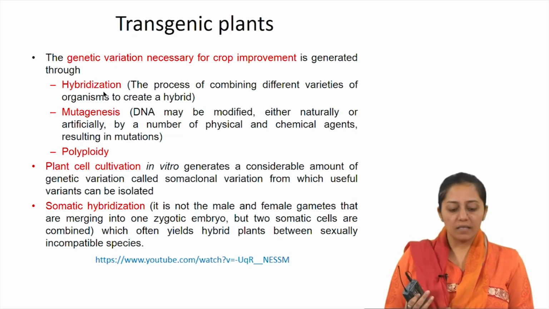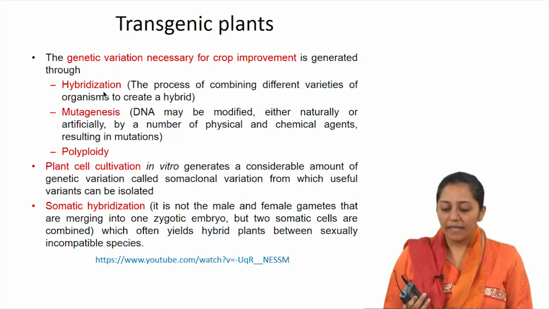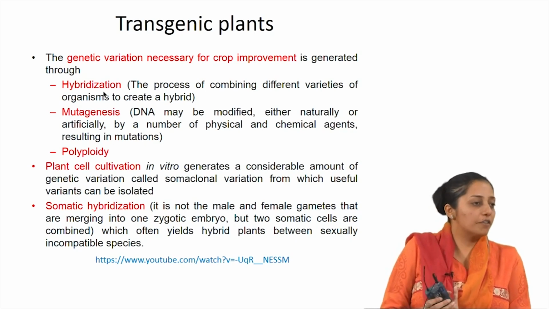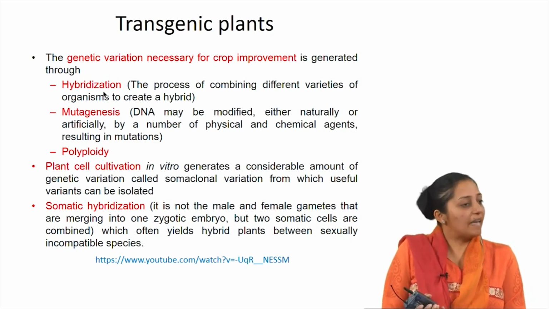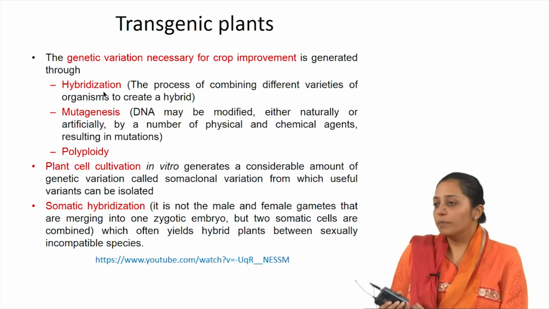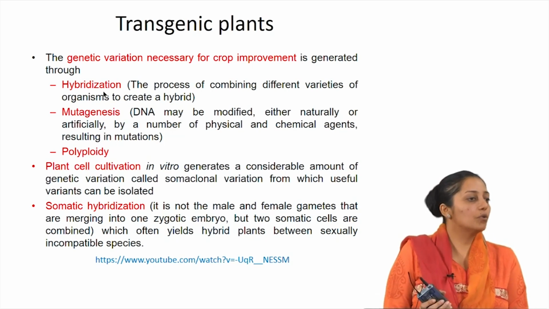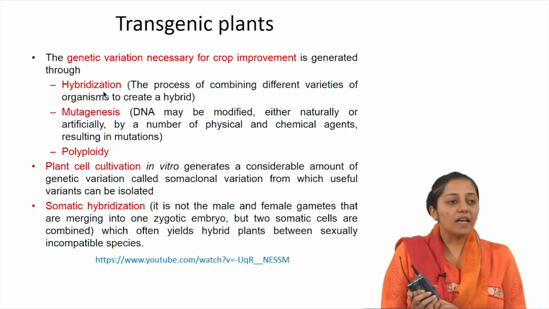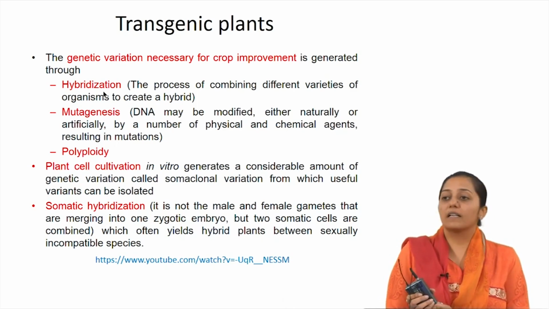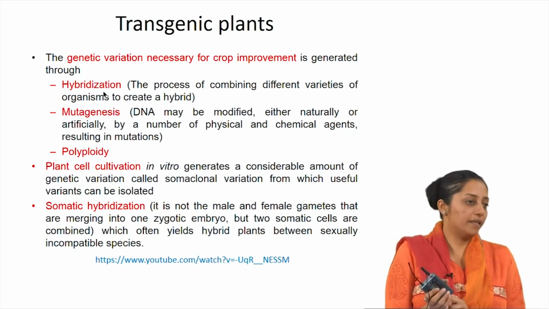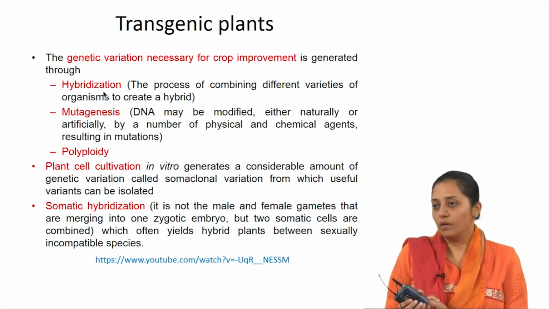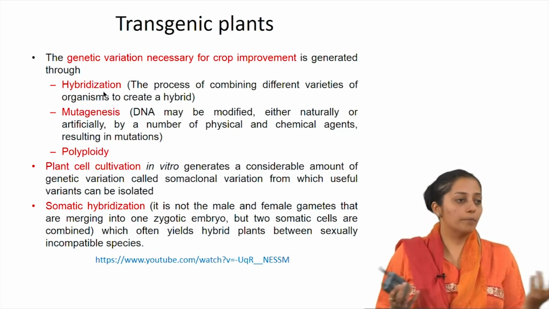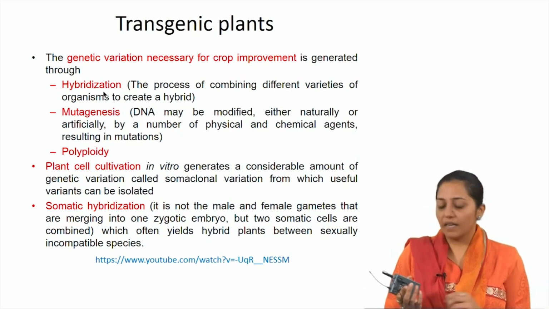Then mutagenesis. DNA may be modified either naturally or artificially by a number of physical and chemical agents, resulting in mutations, and then again you do screening and selection. Then polyploidy: you apply certain agents which can result in a change in the ploidy. In plants it is known, which may lead to improvement in the traits desired.